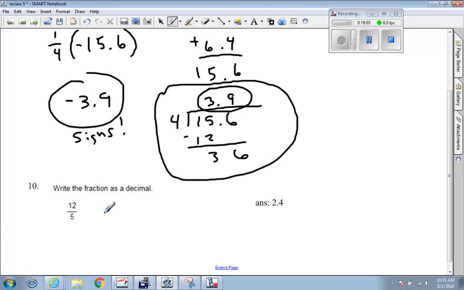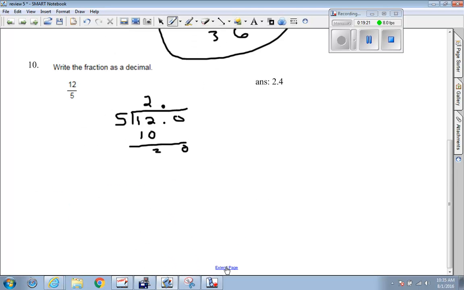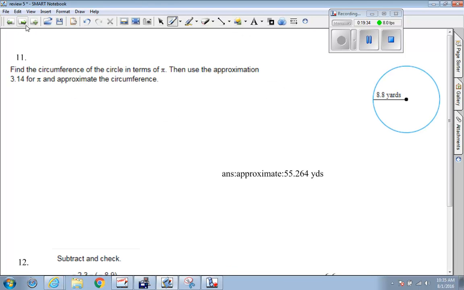Try the next one. Write a fraction as a decimal. We've done that before, but again, you're going to divide the bottom into the top. It's always the bottom into the top, the denominator into the numerator. So 5 goes into 12 about twice. Line up the decimal. And 5 goes into 20 about 4 times. And that terminates, and 2.4, 2.4. Okay, let's head to the next one.